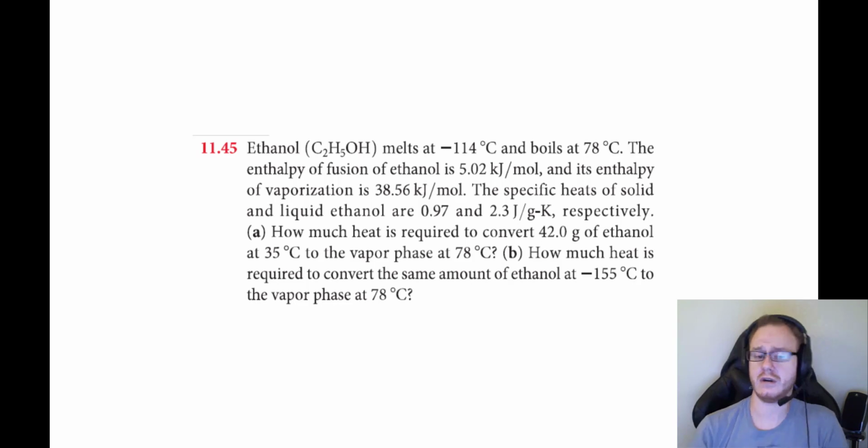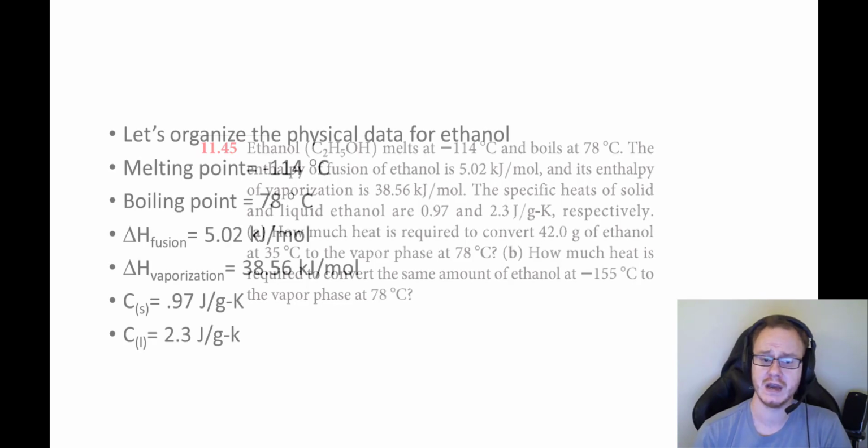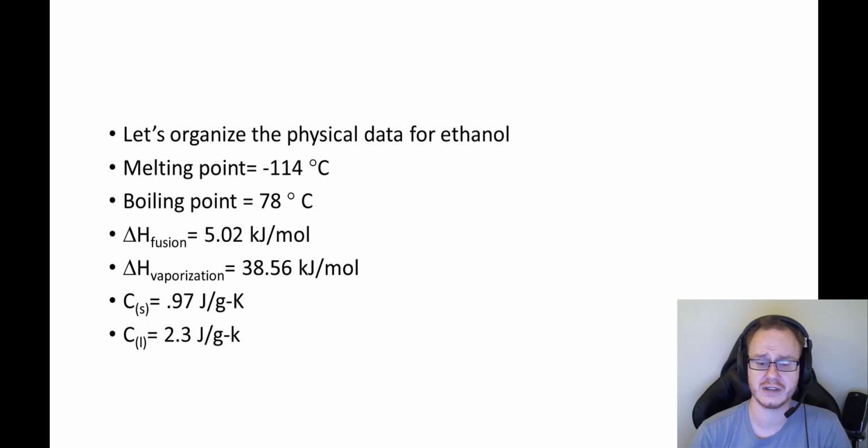I should take a look at all those individual data points that are given to me and write them down first. So let's organize all this physical data and help me make sense of it. I know the melting point of ethanol is negative 114 degrees Celsius. At this point, I should be concerned with things like the heat of fusion. The boiling point is 78 degrees Celsius, and once again, once I reach that, I should be worried about the heat of vaporization.